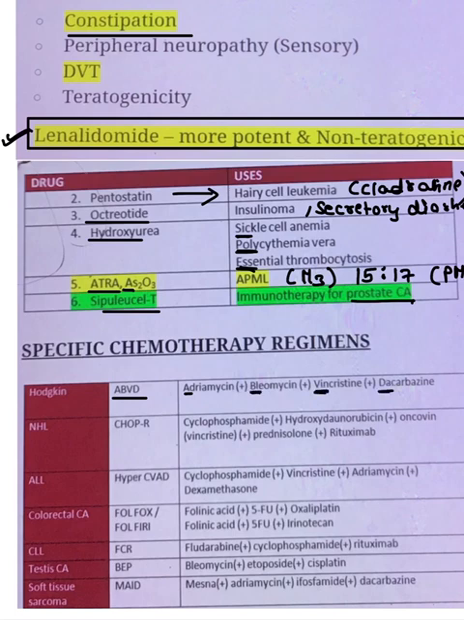V for vincristine, already done. And D for dacarbazine, already done. Then non-Hodgkin's, that is the CHOP-R regimen.